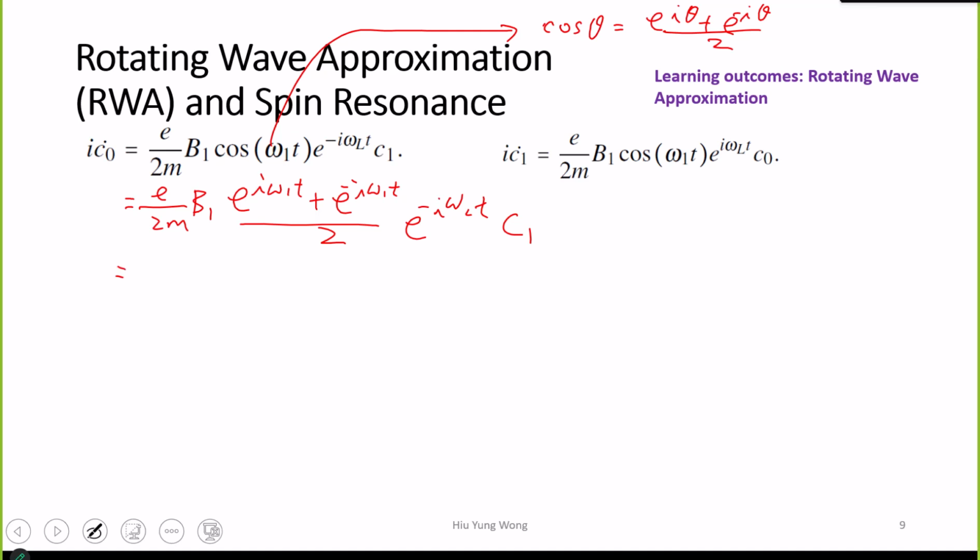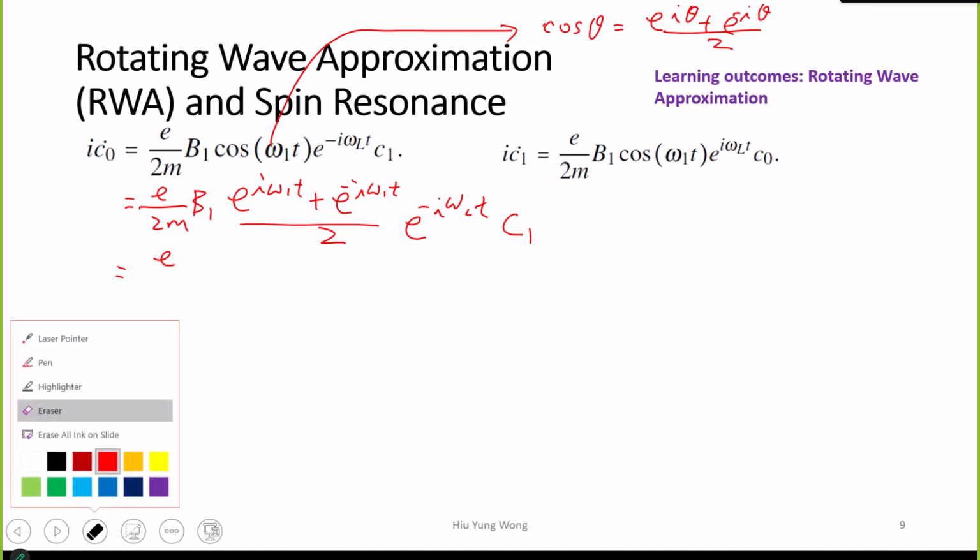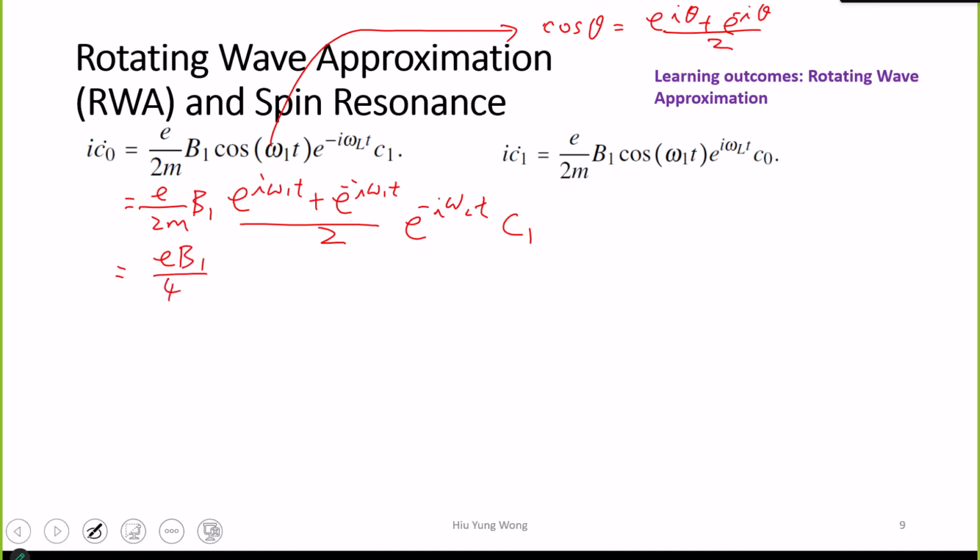This becomes E B1 divided by 4m. And the first term is e to the power i (omega 1 minus omega L) t. Then I have a second term, which is e to the power negative i (omega 1 plus omega L) t, times C1. Do you agree?